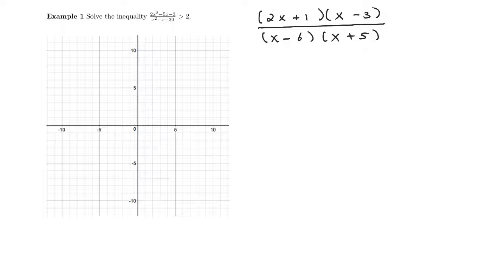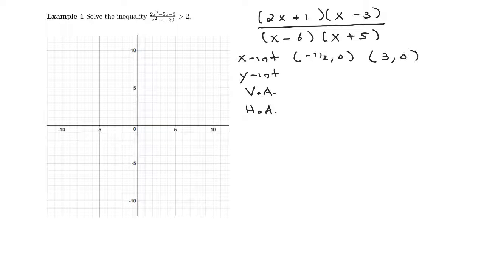So this will give me everything that I need to figure out the x-intercepts, the y-intercepts, the vertical asymptotes, as well as the horizontal asymptotes. The x-intercepts are going to be -1/2, 0, and also 3, 0. That's where the numerator is equal to 0. The y-intercept is going to come from the last two terms, which is going to be 0, comma, positive 1/10 after I simplify it.